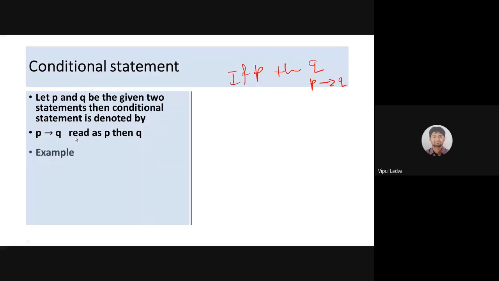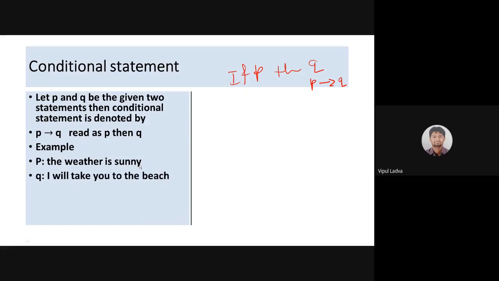For example, let's take two different statements and identify the conditional statement for them. Let me define P as: the weather is sunny. And Q is the promise that I will take all of you to the beach. P is the statement, the weather is sunny. Now, if we merge both of them with the conditional statement, P then Q.